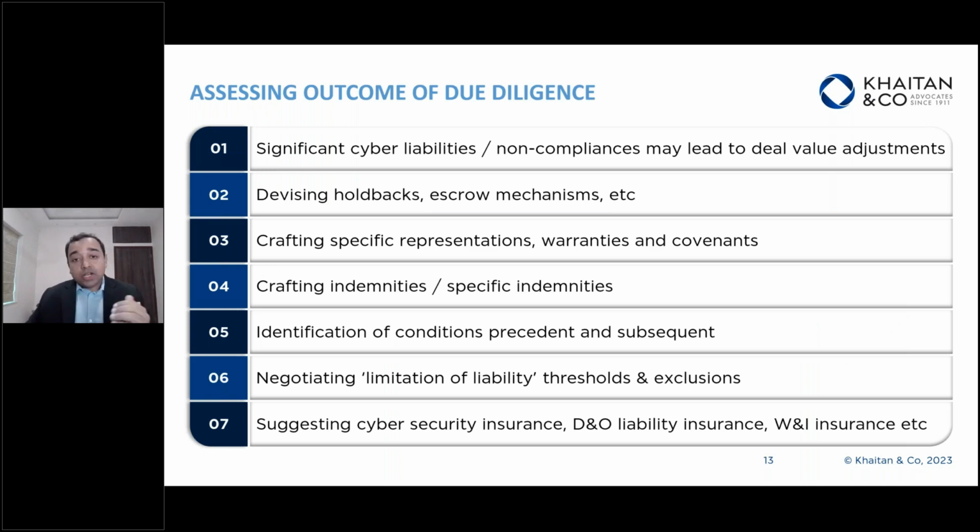So assessing the outcome of a due diligence, what all you should be keeping in mind. There could be significant cyber liabilities. We just talked about DraftKings, SBTech, and DESE, where you could have an escrow mechanism which is required, or deal value adjustment, or holdbacks which could be required. Then have specifically curated reps, warranties, covenants, indemnities, or specific indemnities. Again, please do not pull them off the shelf and keep them as broad-brushed as possible and think that will help. You may require granular detailing in some of these pockets.